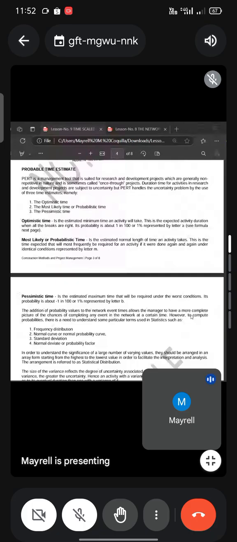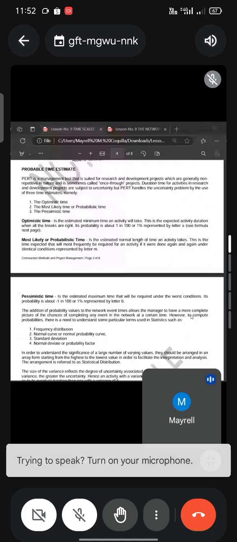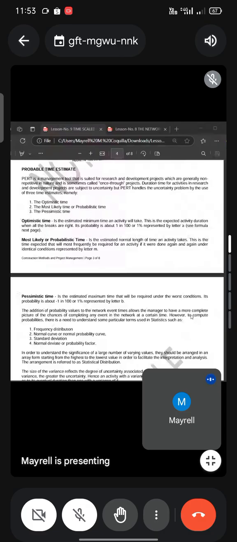And then most likely or probabilistic time is the estimated normal length of time an activity takes. This is the time expected that will most frequently be required for an activity if it were done again and again under identical conditions, represented by letter M sa formula. Pessimistic time is the estimated maximum time that will be required under the worst conditions. Its probability is about 1 in 100 or 1%, represented by letter B in the formulas.